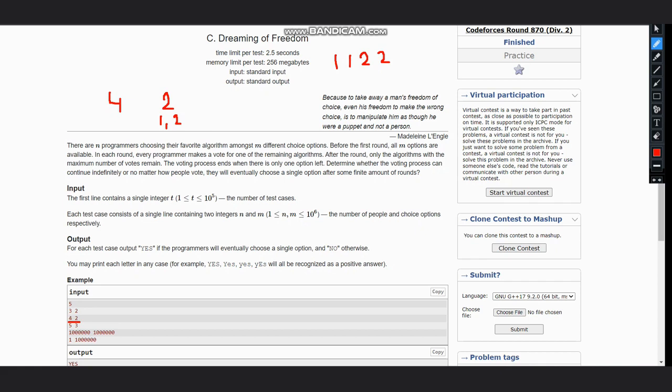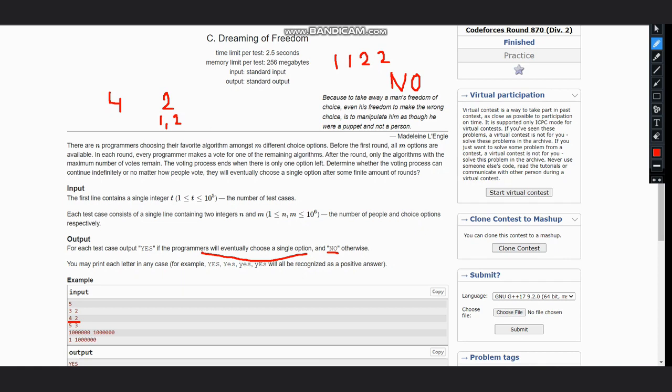This can also happen in the next round, and hence it would continue indefinitely, and there would not be a single option remaining in any case. So in this case, where programmers will never settle on a single option, we need to output no. So the output would be no.